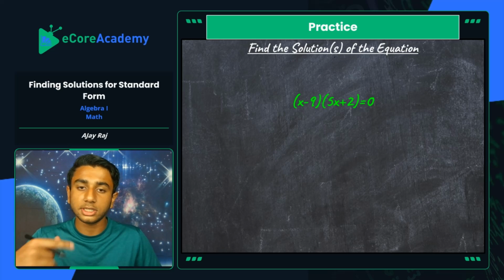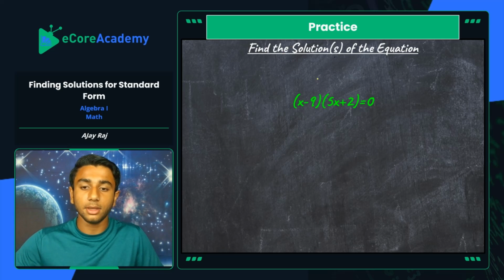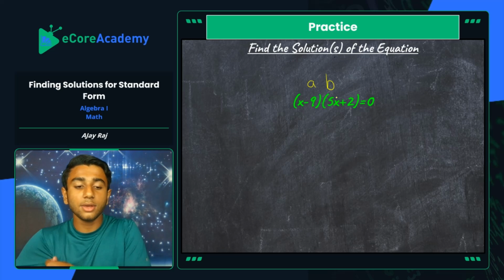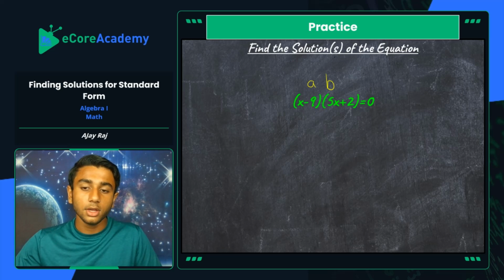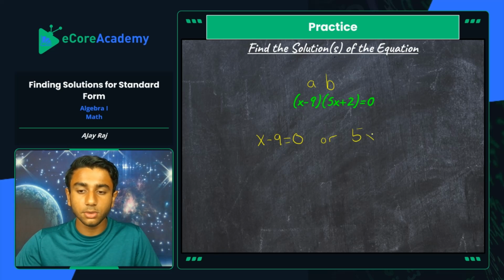We'll also take a look at a standard form where we have to factor it out and then look at the solutions. But if you're given this example here, we take the property of a, b, right? A times b. If a times b equals 0, then either a equals 0 or b can equal 0. So in this case, if x minus 9 is our a and b is 5x plus 2, that means that x minus 9 can equal 0, or 5x plus 2 can equal 0.